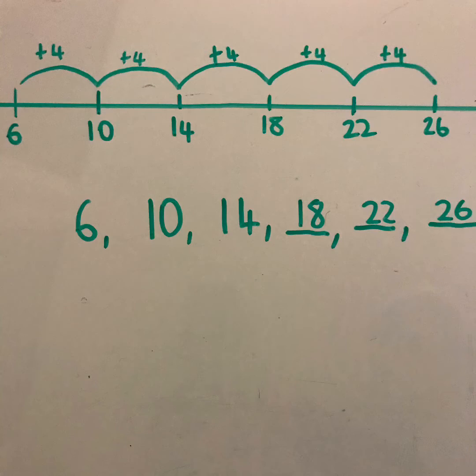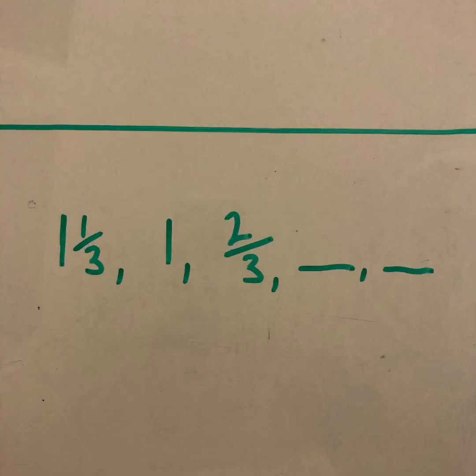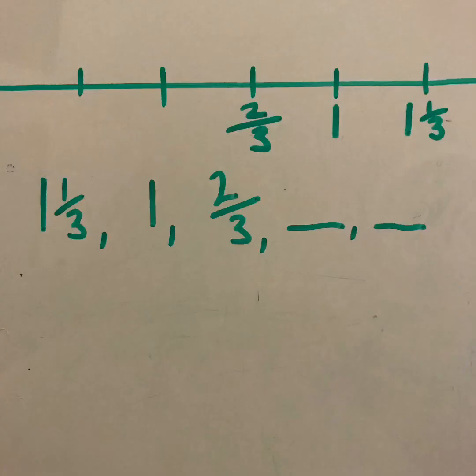Now that we've got this example of how to use our number line, we can use the number line to help us work out more difficult questions, like when we have to use decimals or fractions. Let's have a look at this problem using fractions. Our number pattern we've got so far is 1 1/3, 1, 2/3. So let's draw what we've got in our number line.